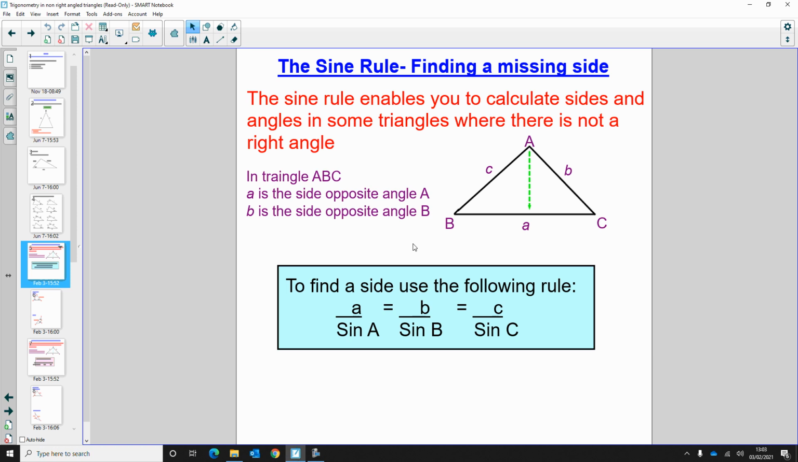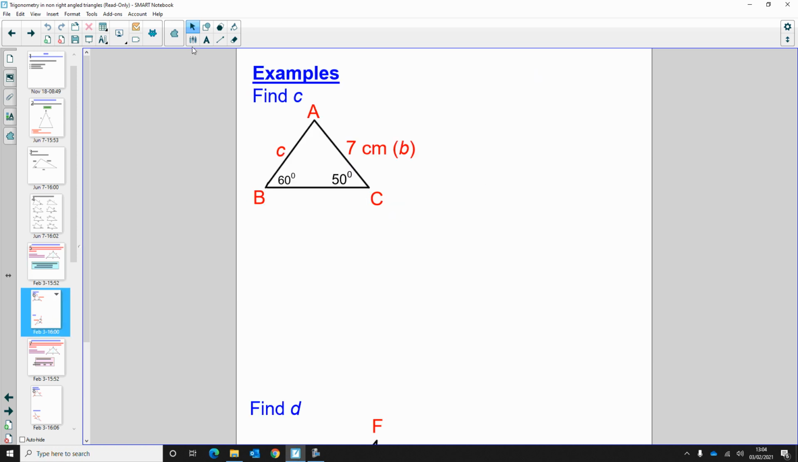To use the sine rule, this is the rule here. It is a over sine A is equal to b over sine B is equal to c over sine C. And we can use this rule to find a missing side in any triangle. There are three parts to this rule, and you will see that one of the parts we actually don't need to use, but it depends on the question. So let's look at an example here.